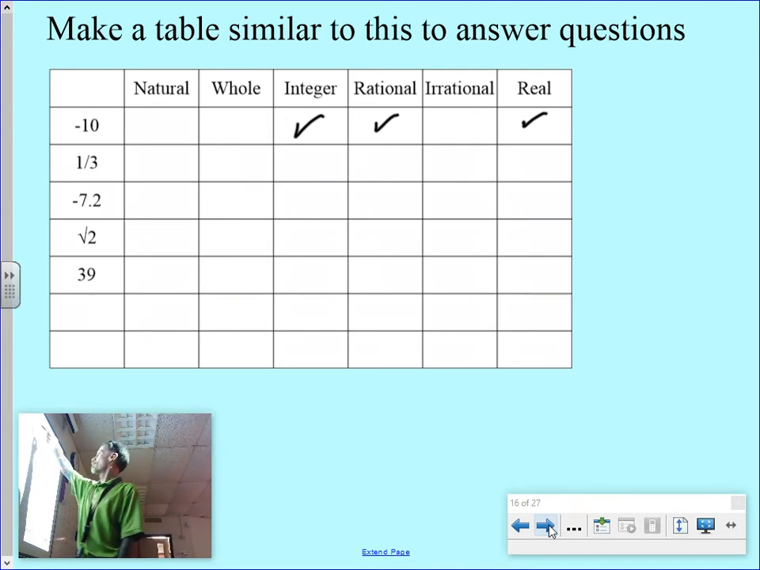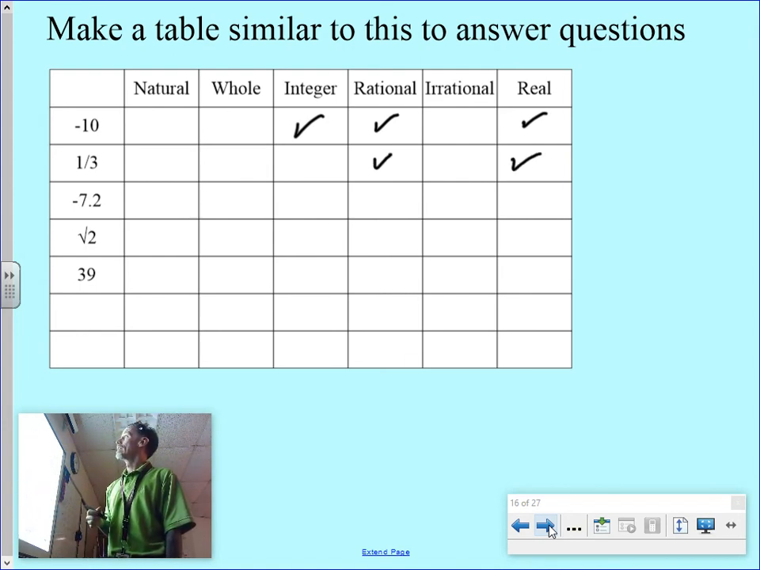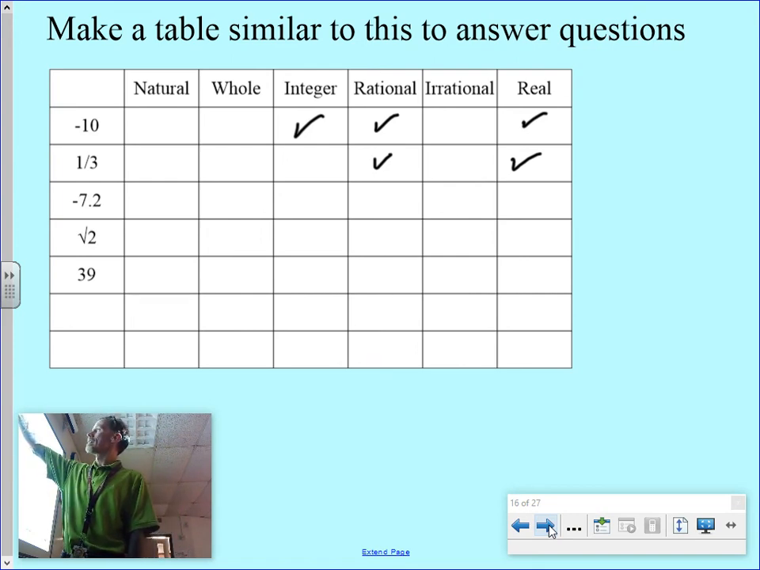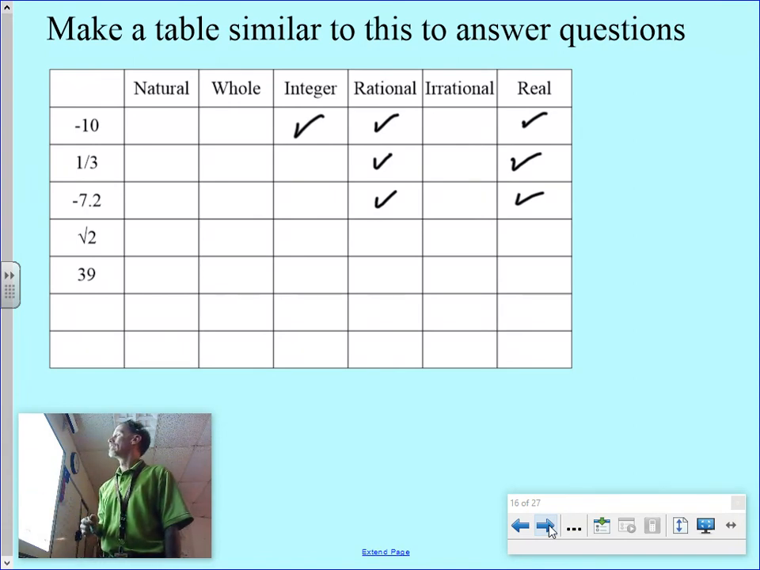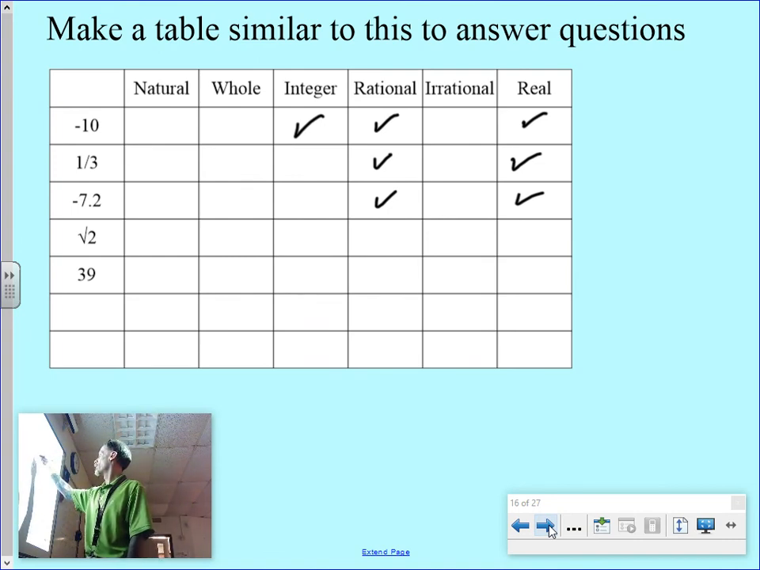Okay. And again, you might be saying, well, wait a minute, it's not a fraction, but it can be written as a fraction because it's -10/1. Okay. 1/3, again, is automatically a fraction, so it's rational and real. -7.2, notice the decimal ends, there's nothing else to it, right? So if the decimal ends, then it's rational and automatically real. The square root of 2, again, we don't know if it's some kind of decimal, but it goes on forever and ever. Again, not a clean square root, so it's irrational and real.